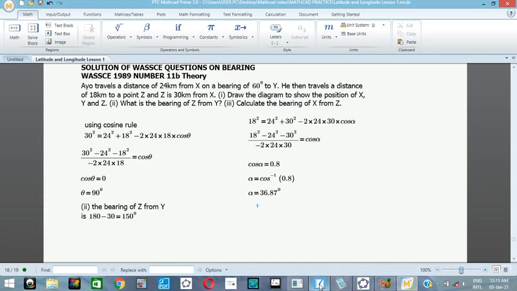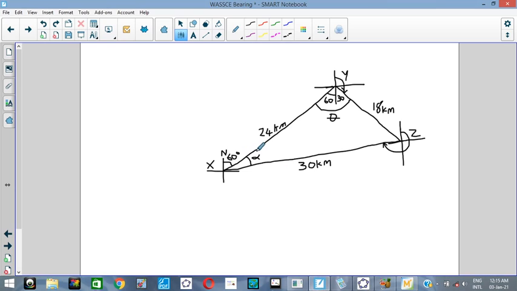Okay, let's go to our sketch. So this alpha in this place now is giving us 36.87. So let's add 60 plus 36.87. I think this is bigger than 90 degrees, so the actual position for Z is not supposed to be here. That means Z is supposed to be below the east line of X. So if I have 60 plus 36.87, the position for Z is supposed to be somewhere here.